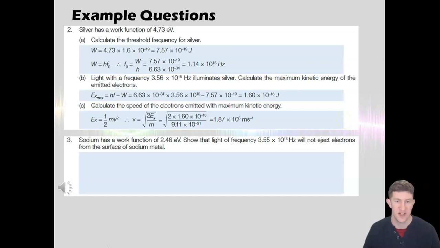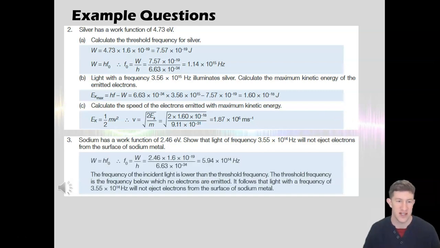Sodium, work function given, show that it will not eject electrons. You want to use the work function formula. We know the frequency, so we plug that in, and we get a range there. And therefore they've said that the frequency is lower than the threshold frequency that we've found, the threshold frequency below which no electrons are emitted. So we've basically just shown this is lower than the threshold frequency needed to actually eject the electrons. Therefore, nothing will be ejected. That's what they're looking for.